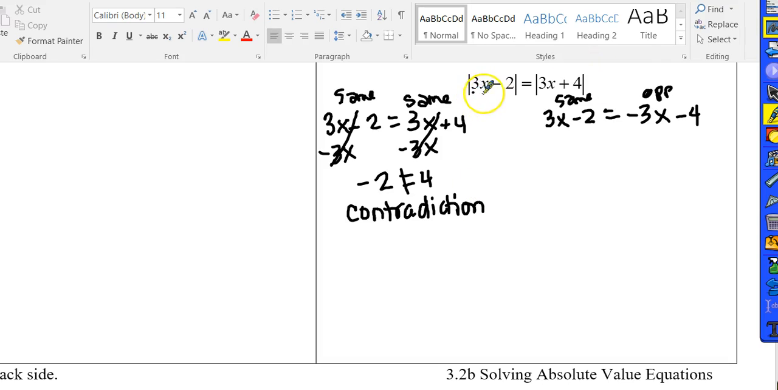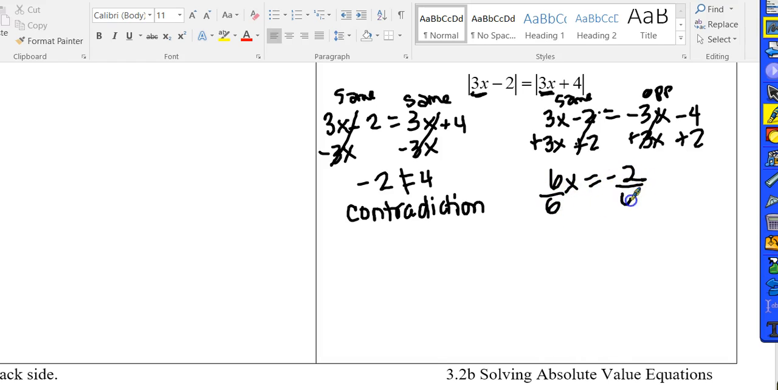And I was on alert about that because those were both 3x's, but the rest of the binomials weren't identical. Let's go to the other one. We'll add 3x, and then add 2, and we get 6x equals negative 2. Totally doable. Divide by 6 and simplify. X equals negative 1/3. So that's totally doable, and that's when we did same opposite.